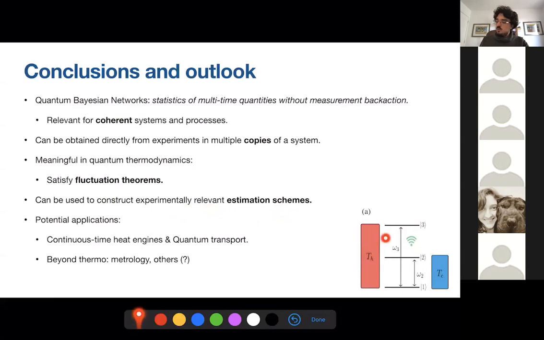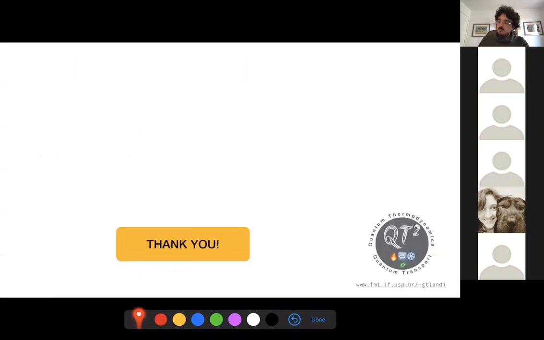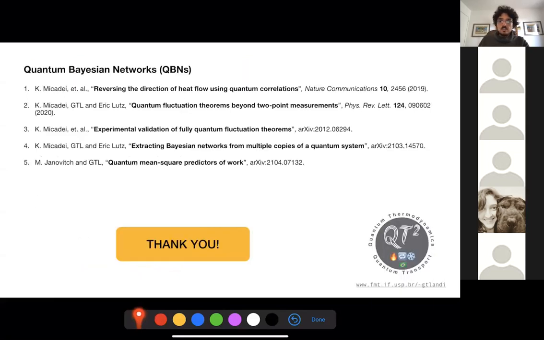I would love to use this for metrology, maybe thermometry, but metrology in general. I would love to make a connection between QBNs and metrology because I think that this is really beyond thermal. Thermal was a big motivation for us, but I think that these ideas are really more general. And also I'm open to any other suggestions. I think there are many nice things that one could explore. So I just finished here with the list of references and thanks.